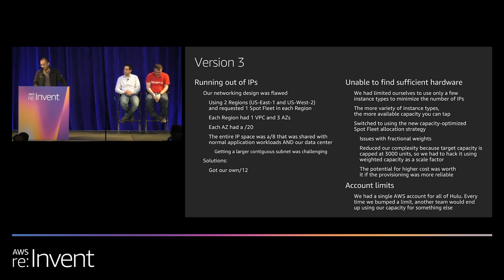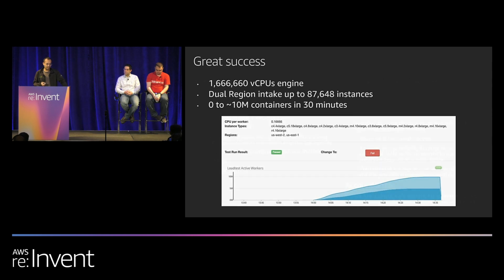But having known all of this stuff in retrospect, we were able to run our final benchmark and give our business what they asked for, which was to be able to run 0 to 10 million containers in 30 minutes. We did that using 1.6 million vCPUs across 2 regions and 87,000 instances.